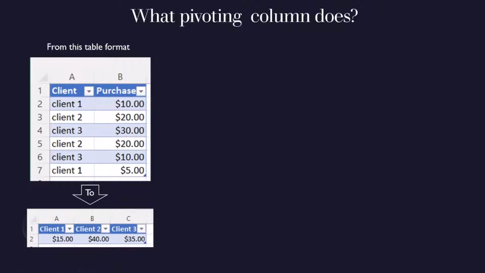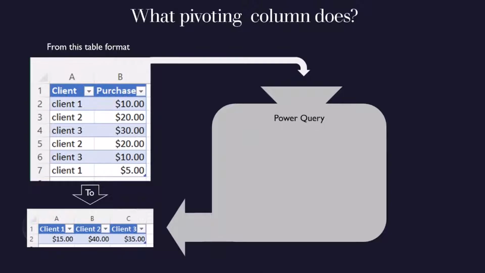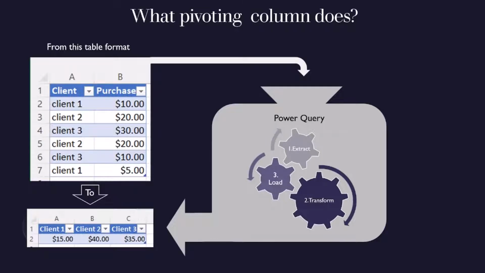So to do that, what tool can I use in Excel? The first thing that I will do is take my initial table and bring it into Power Query. Power Query is a tool that allows you to do ETL. I will extract my columns A and B, and then I will transform them and make the aggregation so that I can have this format of my table.